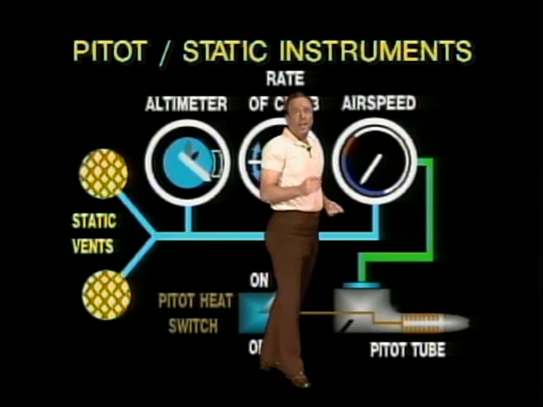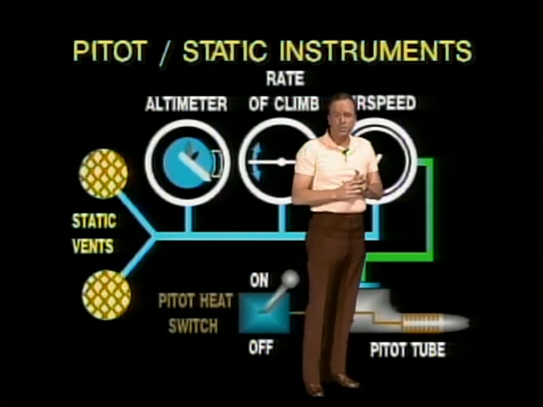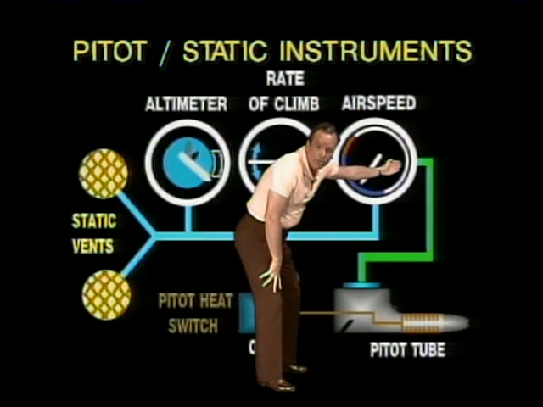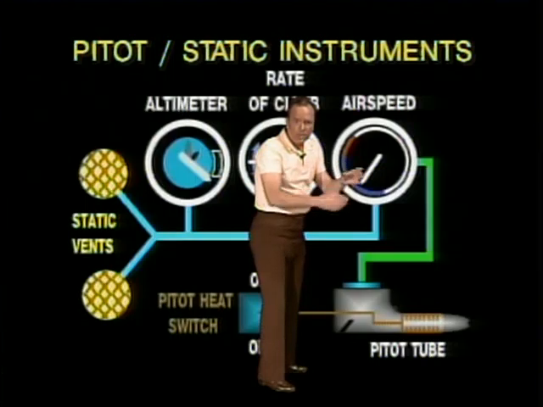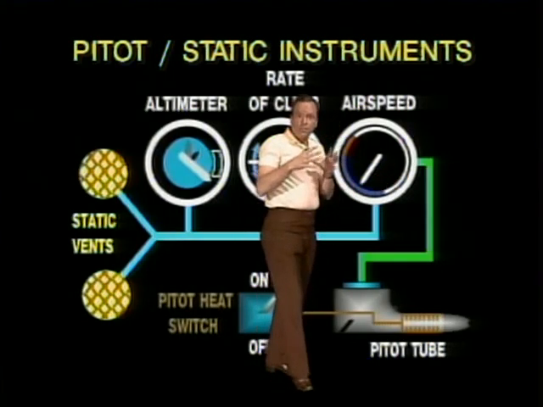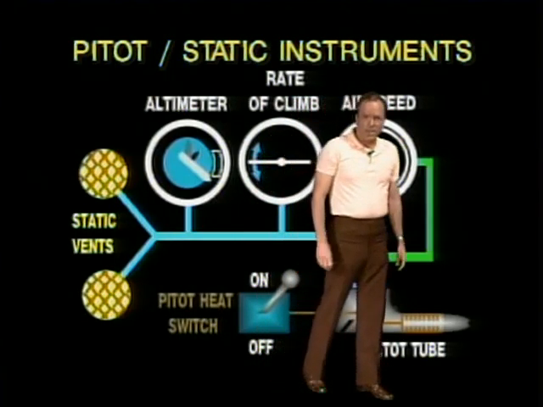Now, the airspeed indicator basically measures the difference in the air pressure from the ram air from the pitot tube to the static system vent, and it compares the difference between the two. And that difference between the two is your airspeed indication.